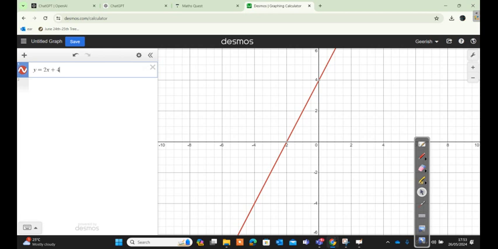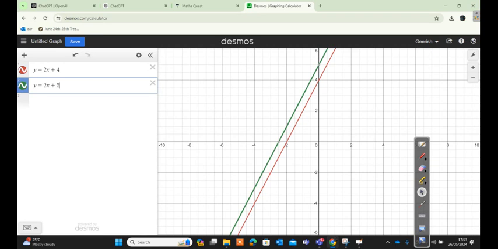Now, if I try to draw a line which is parallel to it, it should have the same gradient. So I'm going to draw y is equal to 2x so that the gradient is the same. And I'm going to change the y-intercept to 5. So that's the green line now.